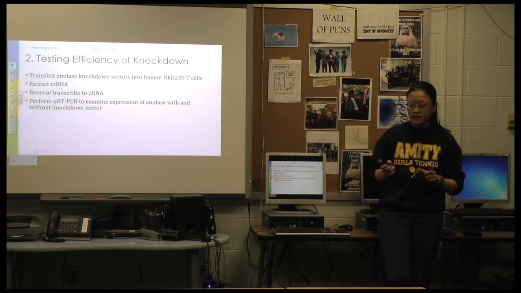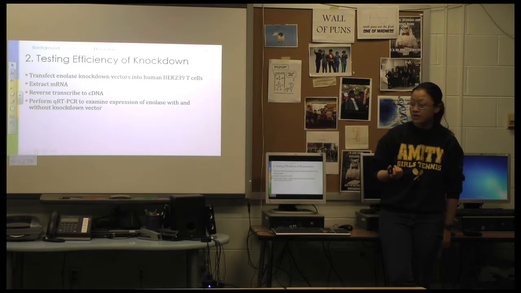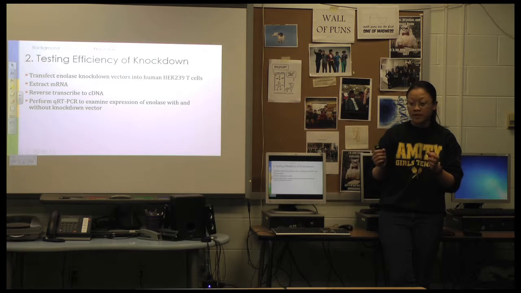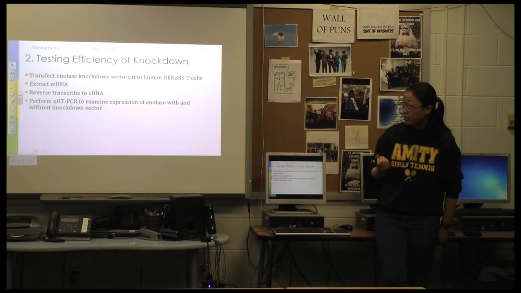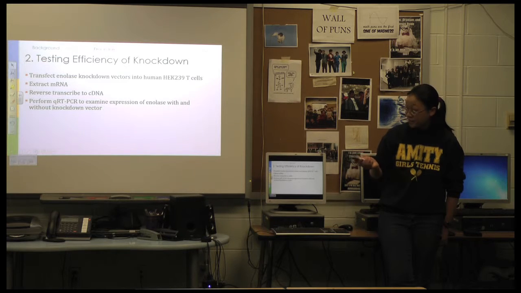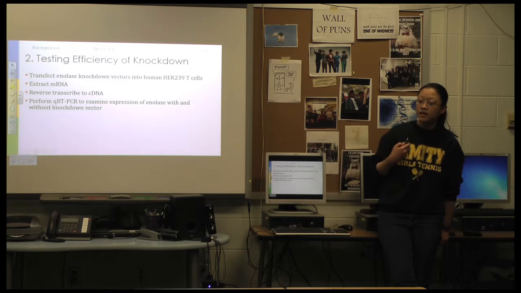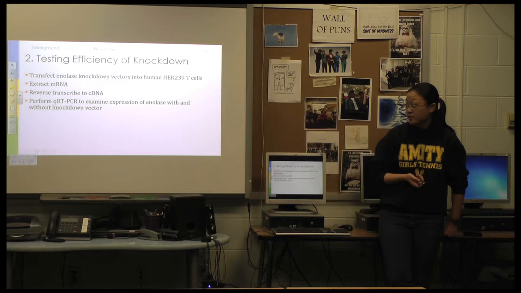After we made those short hairpin RNAs, we tested the efficiency of those knockdowns. To do that, we inserted the short hairpin RNA into a line of human T cells. When the human T cells replicate, they replicate with the short hairpin RNA inside them, so we end up with a lot of T cells with a lot of the RNA we need. After that, we extract the RNA and run a test called a quantitative real-time polymerase chain reaction, which looks at the level of gene expression, so expression of enolase with and without a knockdown vector.